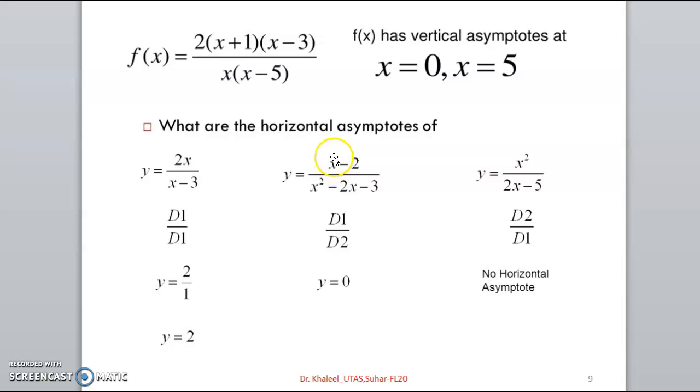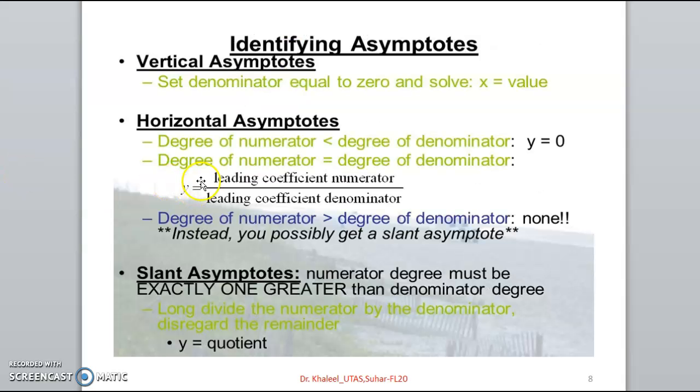In this case, the degree of the numerator is 1, the degree of the denominator is 2. So this is lesser. Therefore, here immediately we say that y equal to 0 is the horizontal asymptote according to that rule. In this case, the degree of the numerator is 2 and the degree of the denominator is 1. This is greater. Therefore, in this case, we don't have a horizontal asymptote. So this is all the rule I have given you here.